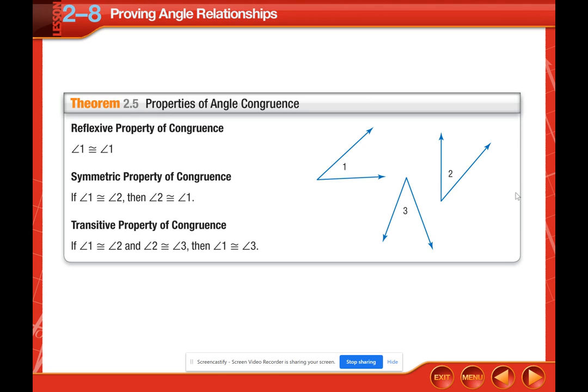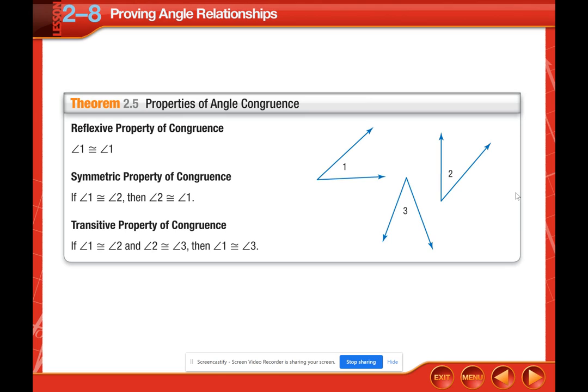Even more theorems, more reasons added to our cheat sheet. Okay, just like we had equality and we had segment congruence, we can also have angle congruence, but we still have the reflexive property of congruence, the symmetric property of congruence, and the transitive property of congruence, all involving angles.